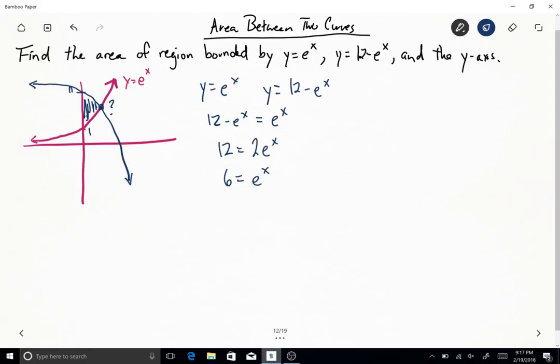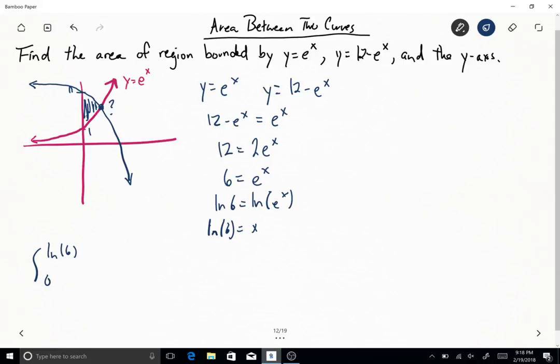Now how do we take care of that? Take the natural log of both sides, so you get the natural log of 6 equals the natural log of e to the x. And remember I mentioned before, by properties of logarithms, x equals the natural log of 6. So for the bounds of our integration here, where do we start? We start at 0, so that's exactly right. Understanding that x is very important.